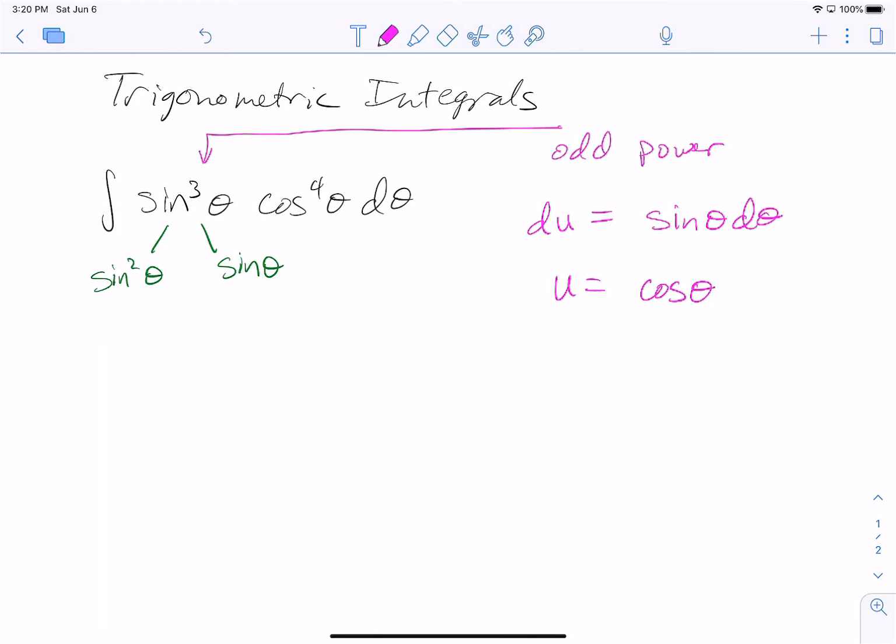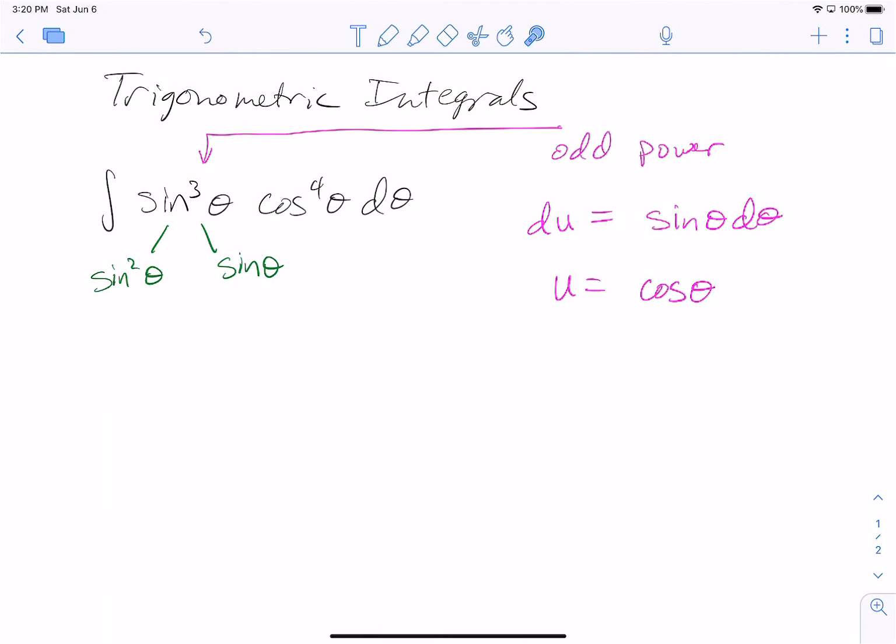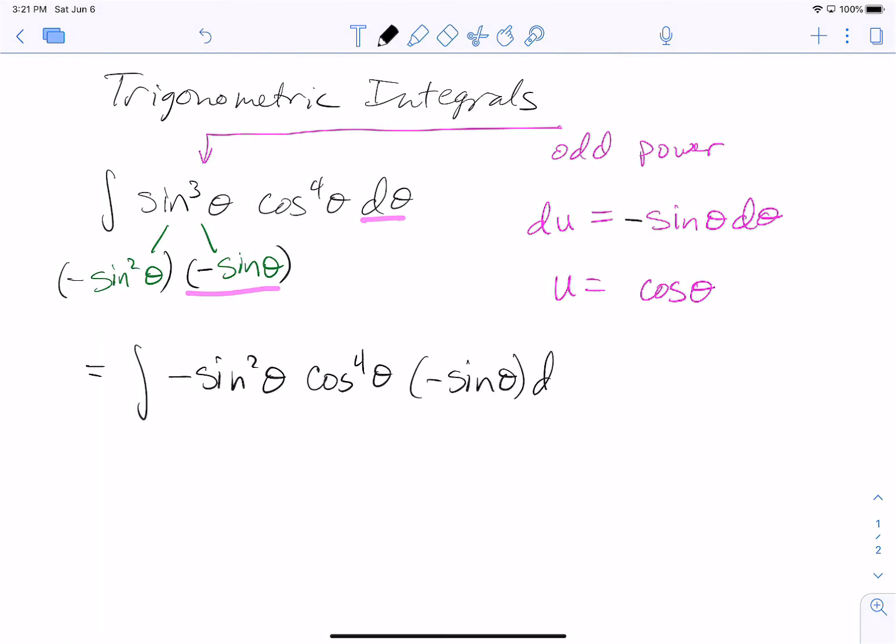but I'd rather not think of it that way personally. You can if you like. What I'd like to do is identify, kind of working backwards, u is the cosine of theta, therefore du would be the negative sine of theta d theta. Then by multiplying in our integrand and dividing by negative 1, we can see that we have in our integrand negative sine of theta d theta, and that's going to become our du. Let's rewrite what we have so far. I've got the integral of negative sine squared of theta times the cosine to the fourth of theta times the negative sine of theta d theta.